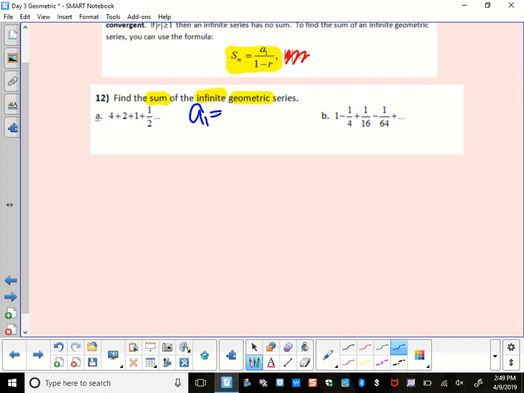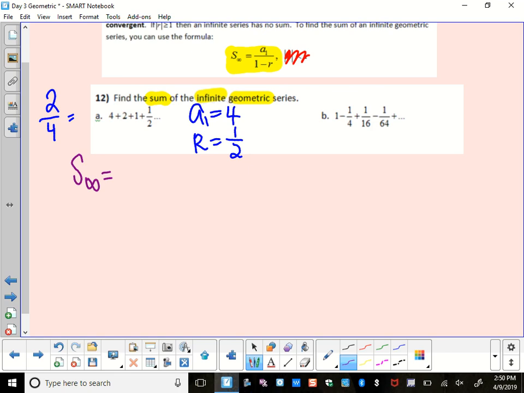Okay, so what's my first term here? 4. And my ratio? Do 2 divided by 4. 2 divided by 4. Find your ratio. Oh. Your ratio is 1/2. So if I want to find the sum of infinite, I'm going to plug everything into this formula.